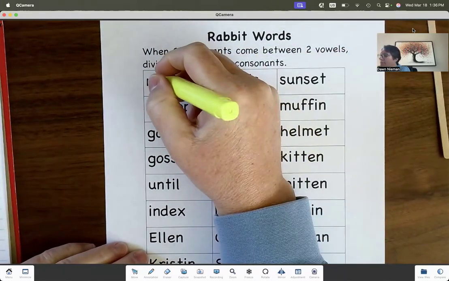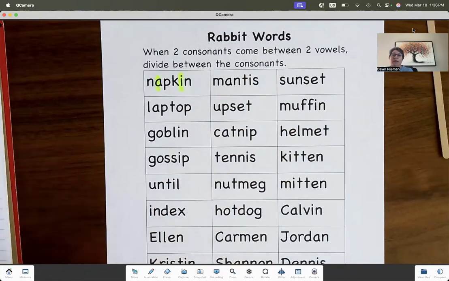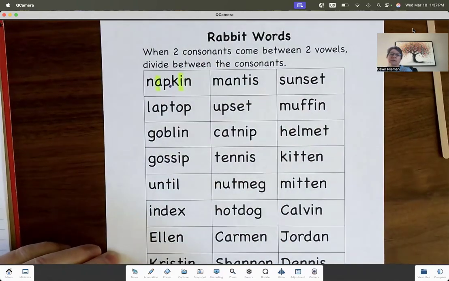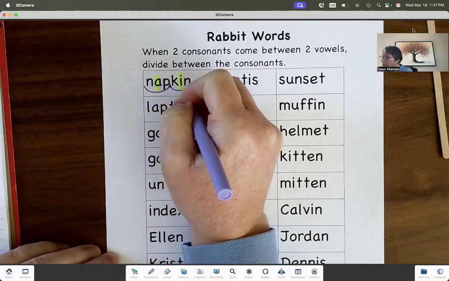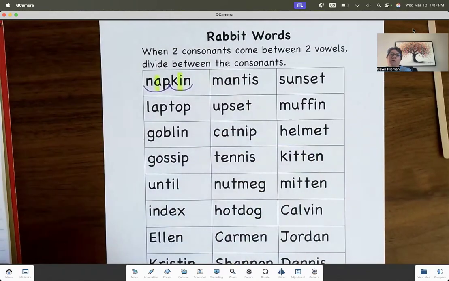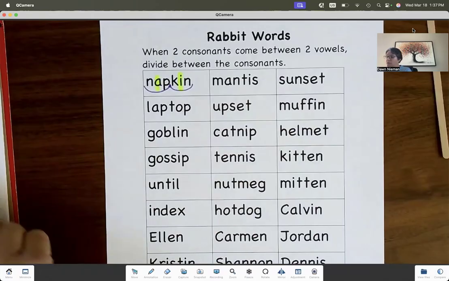I typically have them pop their vowels, then I have them spot and dot. Are there two consonants between those two vowels? Yes, there are. So let's scoop, and we're going to read one syllable at a time. Napkin. Great. Now put it together. What do you have? Napkin.